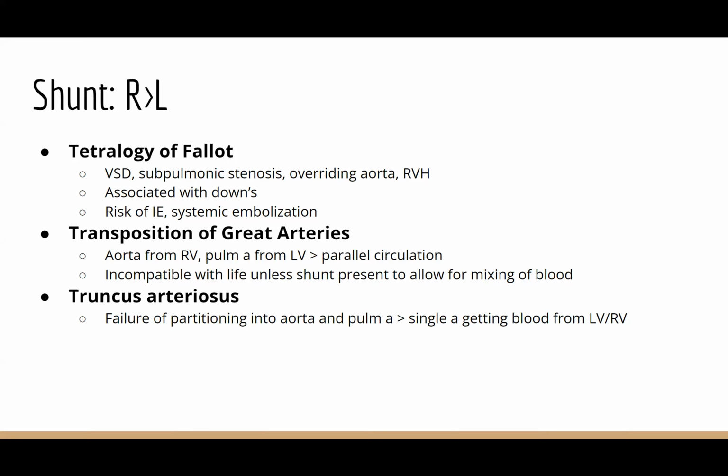this parallel circulation. This is incompatible with life unless you have a shunt to provide mixing, because the thing is you're not getting oxygenated blood to the systemic circulation, and so you have generalized hypoxia. And then truncus arteriosus, failure of partitioning.